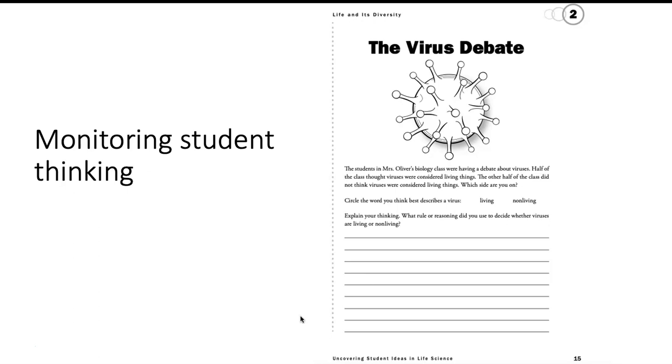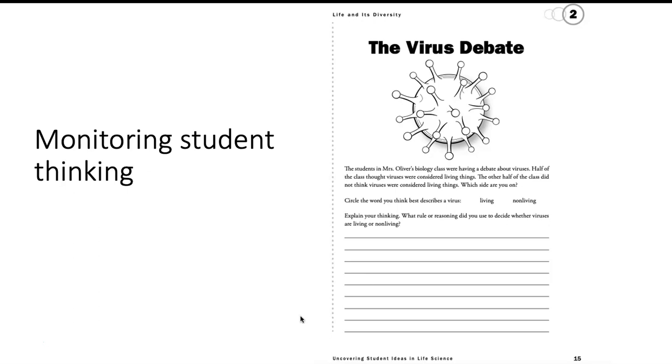So here's an example. This is called the virus debate. The students in Mrs. Olivier's biology class were having a debate about viruses. Half of the class thought the viruses were considered living things, and the other class did not think the viruses were considered living things. Which side are you on? And then explain your thinking.